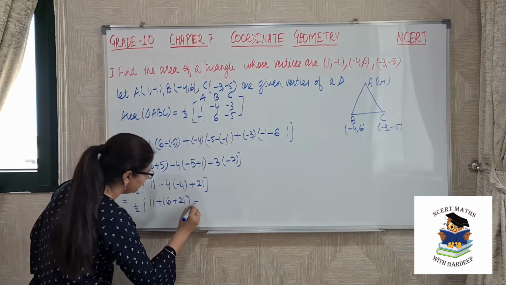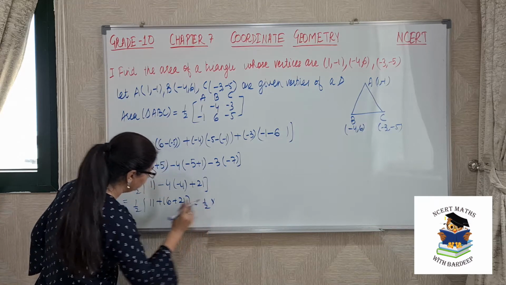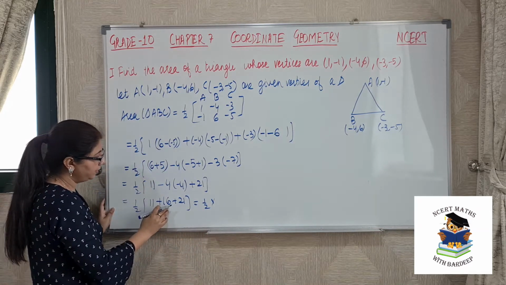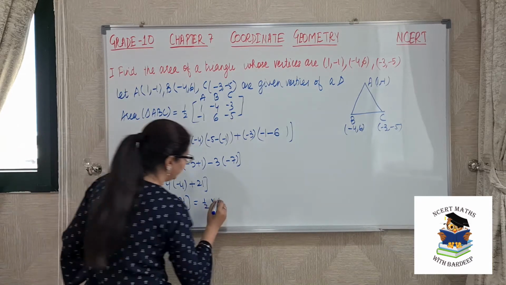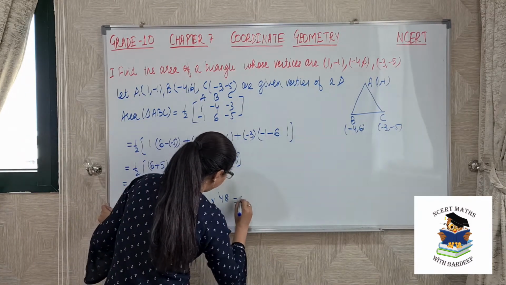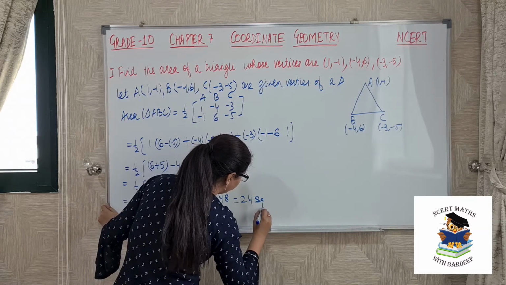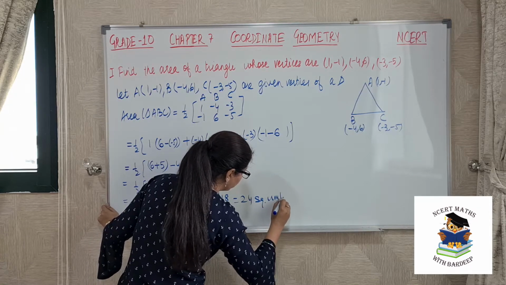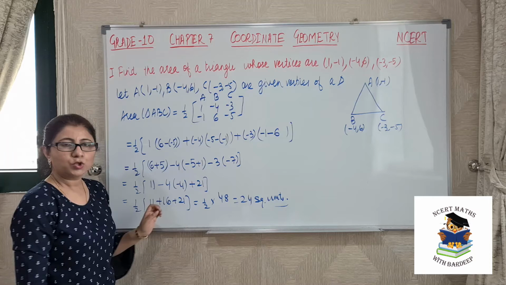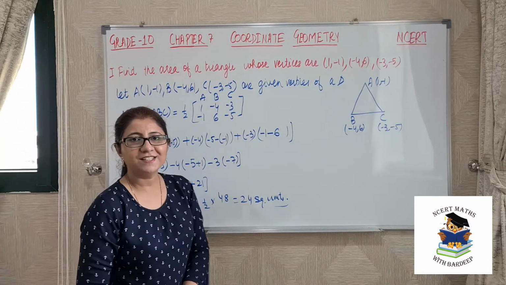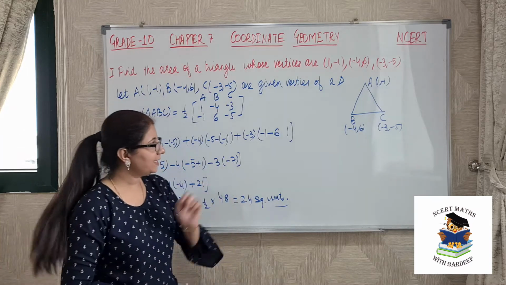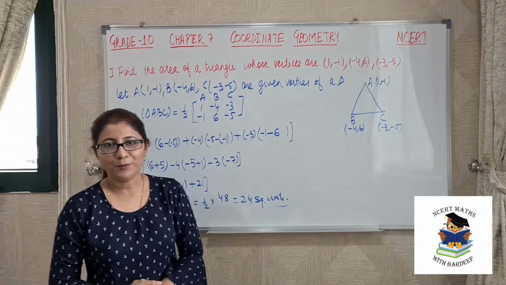Okay, so now what is this value? Half into 11 and 21 is 32. 32 plus 16, 48. So 48 by 2 means 24 square units. Okay, so now I hope you can find the area of a triangle whose vertices are given to you. So let's see another application of this formula.